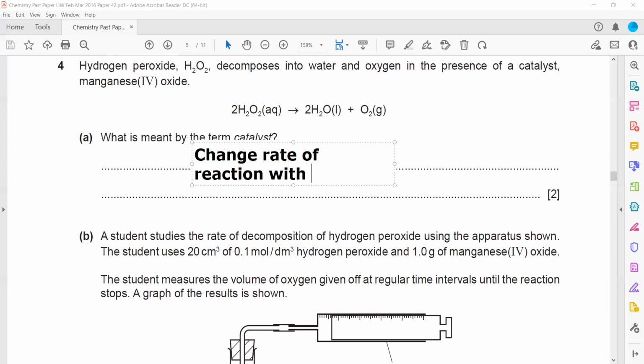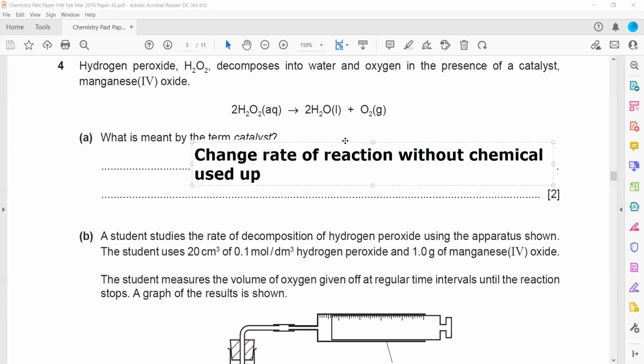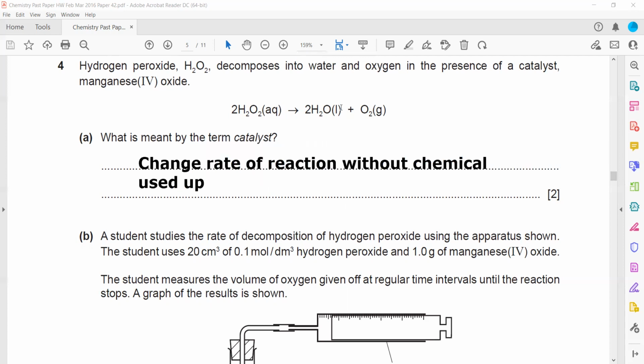Enzymes are biological catalysts. In a biological system, catalysts are known as enzymes. But here, when we are using manganese 4 oxide, manganese 4 oxide is a catalyst. And this manganese 4 oxide is not an enzyme because it is not used in a biological system. It is used for chemical decomposition of hydrogen peroxide. So a catalyst is a substance which alters, speeds up, changes the rate of reaction.